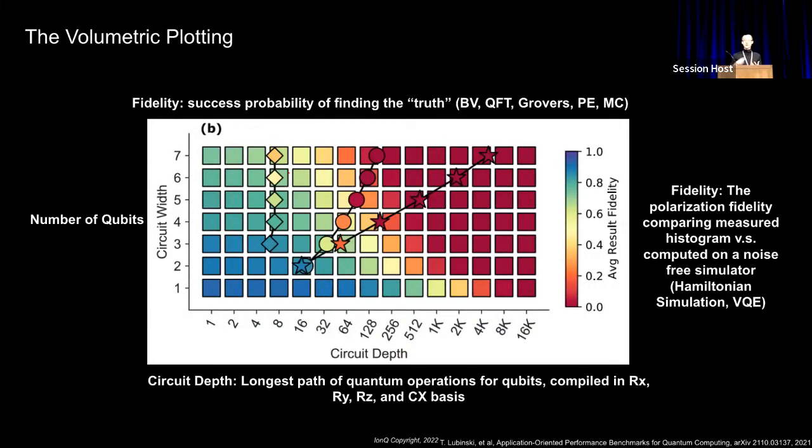So after the circuits are run, we make this volumetric plot. Here is an example of the volumetric plot. On the y-axis, we have the number of qubits, or circuit width. And on the x-axis, we have the circuit depth, which is the longest path of the quantum operations for qubits in the circuits, compiled in the Rx, Ry, Rz, and CX basis. And the color for each of these blocks corresponds to the fidelities of these circuits. For circuits like the QFT with output population concentrated on only a few states, the fidelity is reported as the success probability of finding the true answer. And for circuits like VQE or Hamiltonian simulation, the fidelity is the normalized fidelity that I introduced in the last slides.